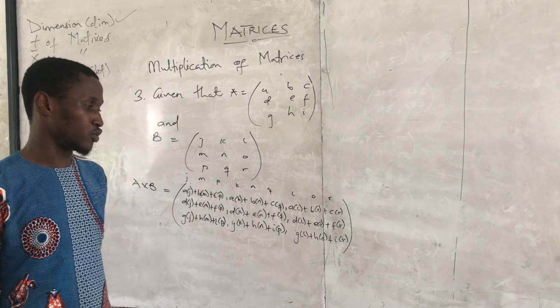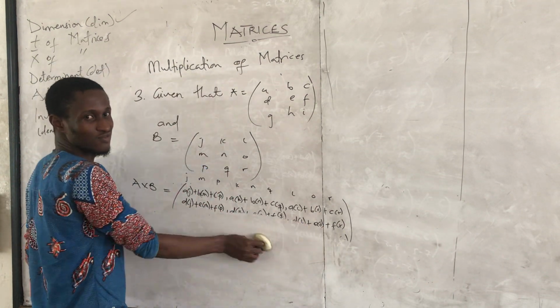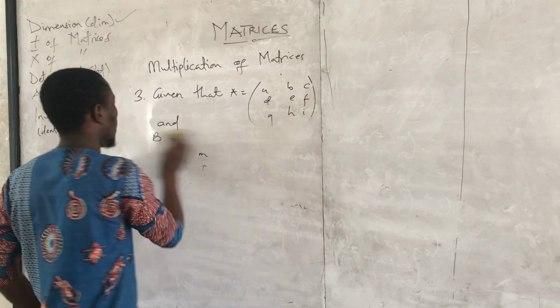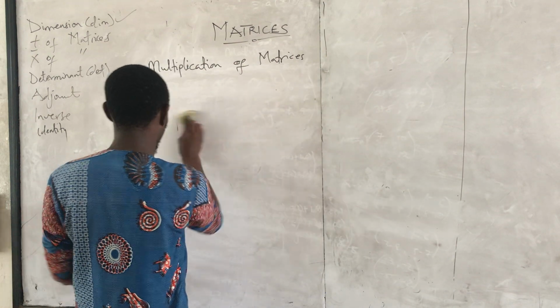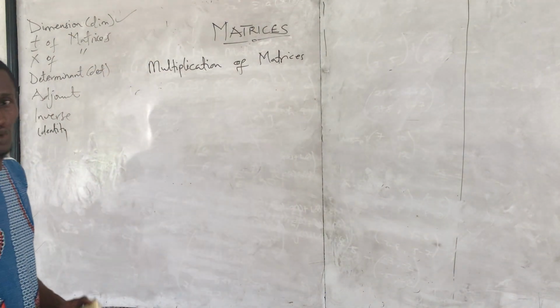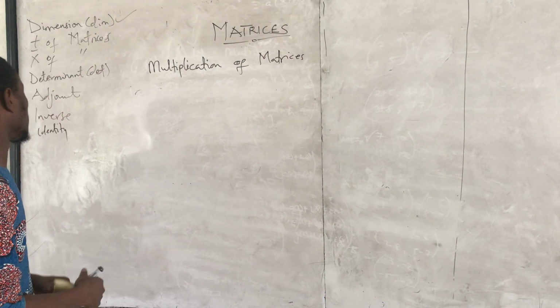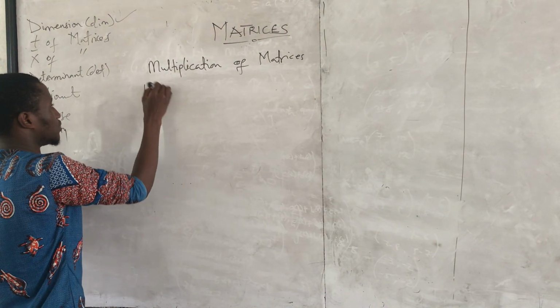We are going to take examples. So you have to understand, and so work the example. We start with a 2 by 2 and a 2 by 1 matrix, 2 by 2 and 2 by 2, 3 by 3 and 3 by 3. So work the example.